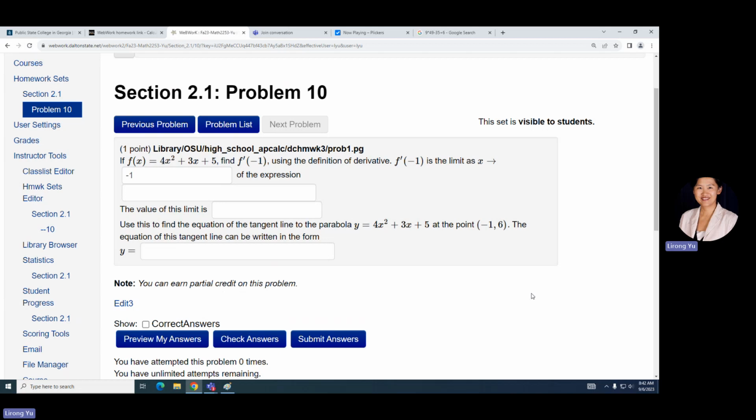Let me write the original definition. What we're calculating is f prime of -1, the derivative at -1. So we're calculating f of -1 plus h minus f of -1, over h. If you're calculating the derivative at -1, you're using -1 to replace x. So that's -1, that's -1, and h is approaching 0.